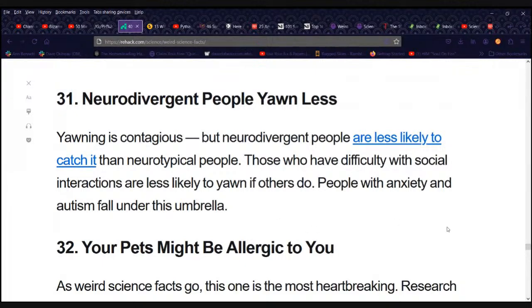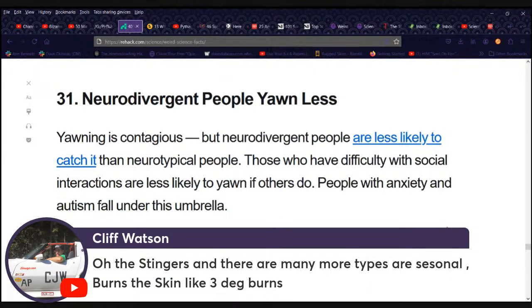Did we get another comment? Yeah, from Cliff. The stingers. And there are many more types that are seasonal. Oh. The skin like third degree burns. Yikes. Yep.